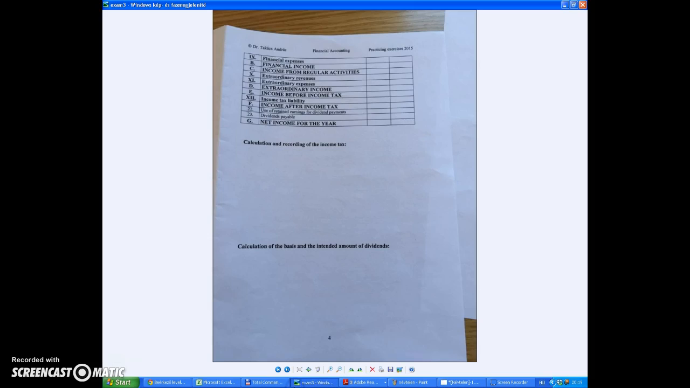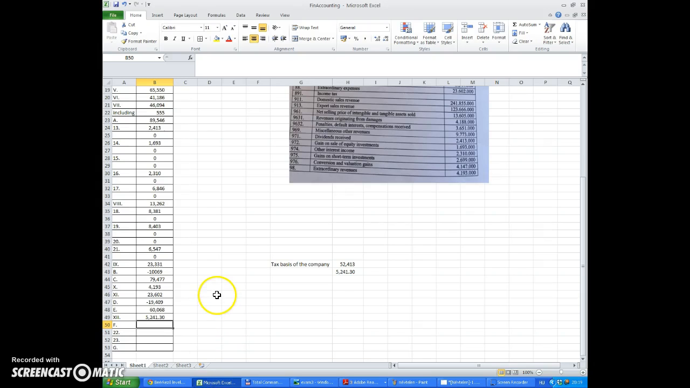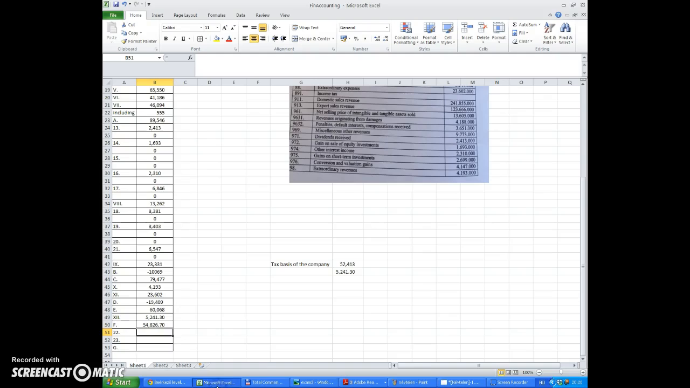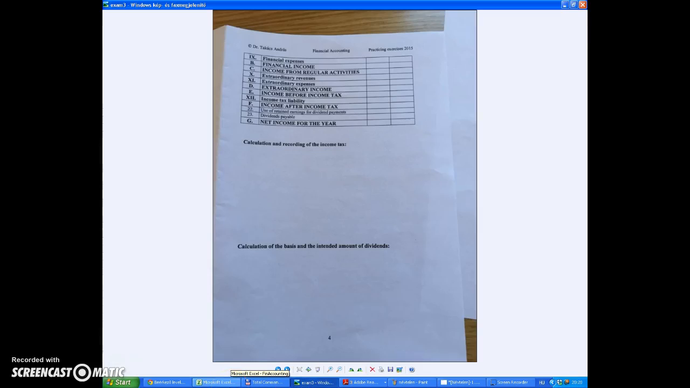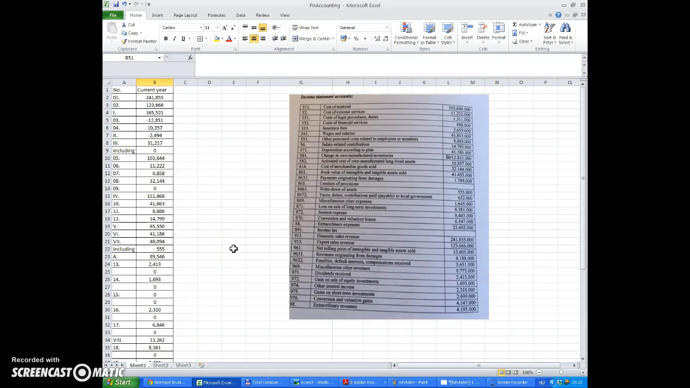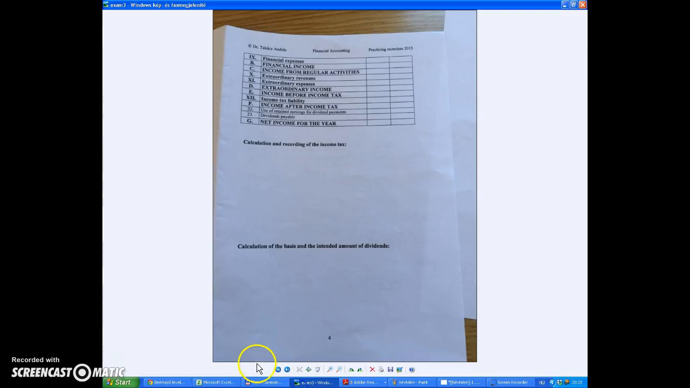Okay, and after this, we have to calculate the income or profit after tax. So we have to subtract this amount from the profit before tax. And once we have this, this is the basis amount of dividends, the profit after tax of the current year, plus the retained earnings if it is positive. But remember that the retained earnings was not positive.